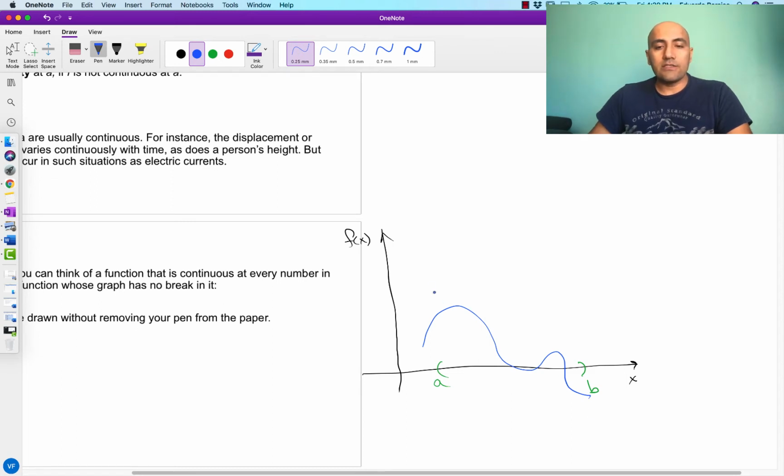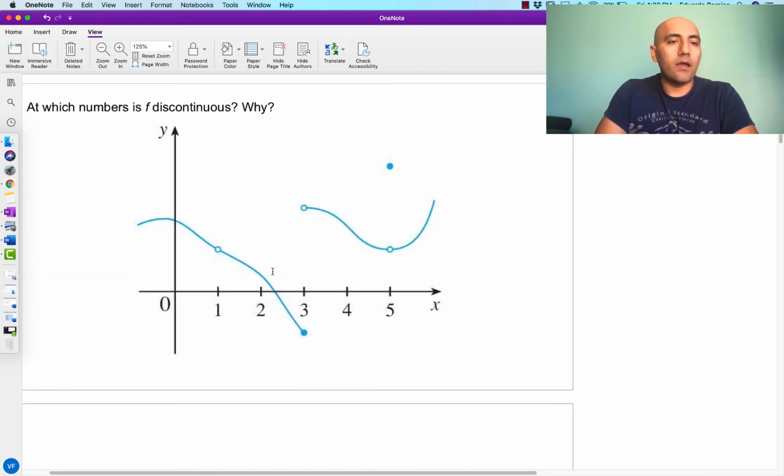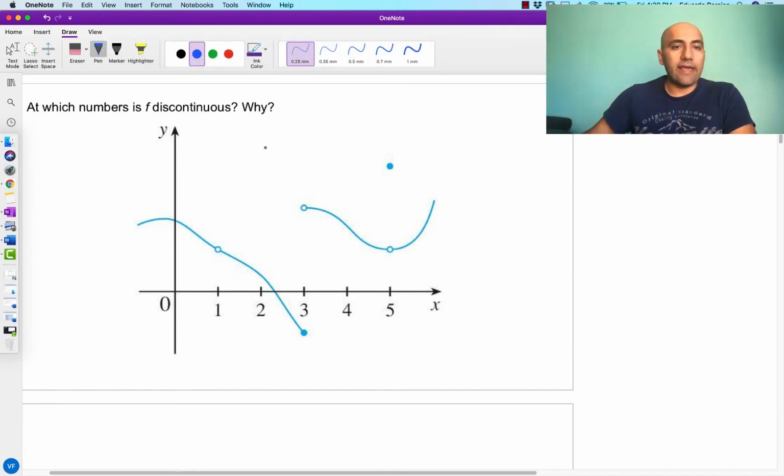So intuitively, it's pretty easy to deal with continuity if we just have a picture. You can just look at it and go, yep, looks continuous. It's easy to spot. It's a little harder when we deal with equations. We'll see some examples. But first, let's look at this other graphical example. At which number is f discontinuous and why? Here f of x is this blue function. Everything blue is the f of x function.